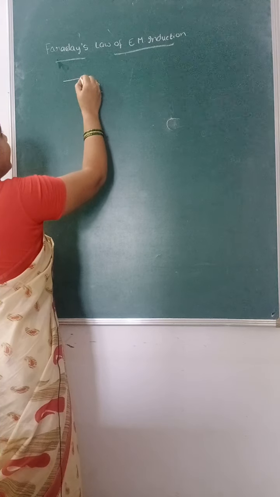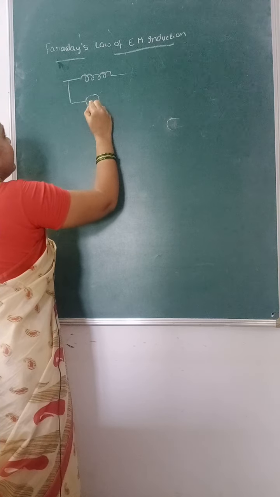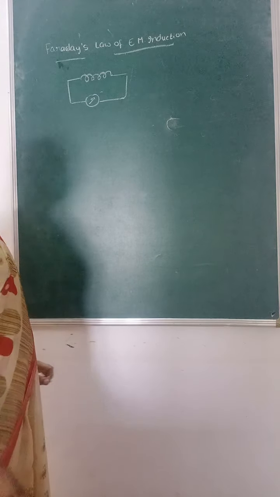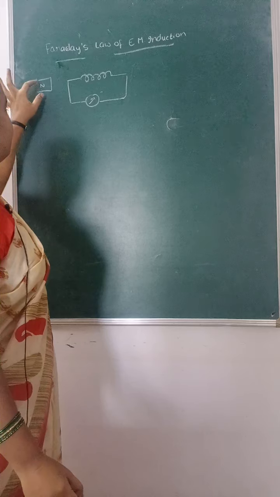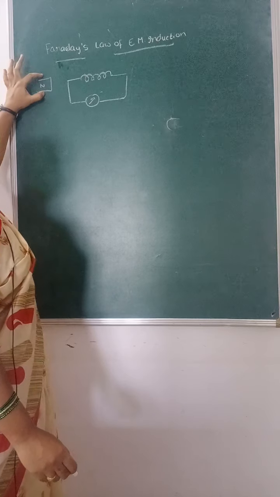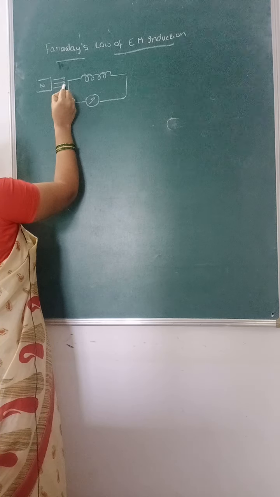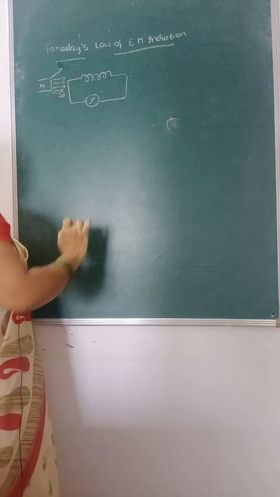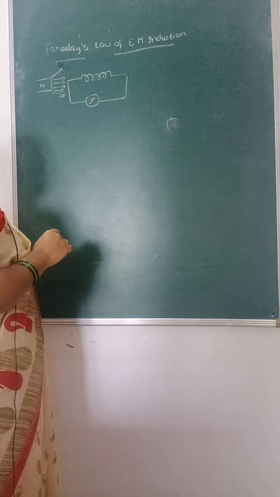Consider a coil which is connected to a galvanometer. When the north pole of a magnet is moved towards this coil, the magnetic lines around the north pole, that is the flux associated with that magnet, increases. Flux means the number of magnetic lines per unit area.